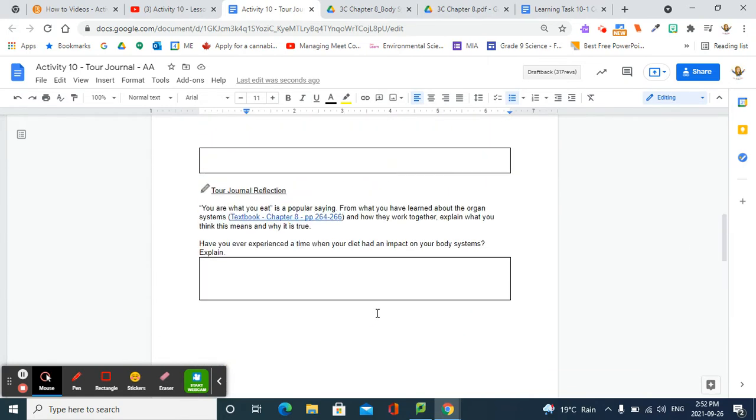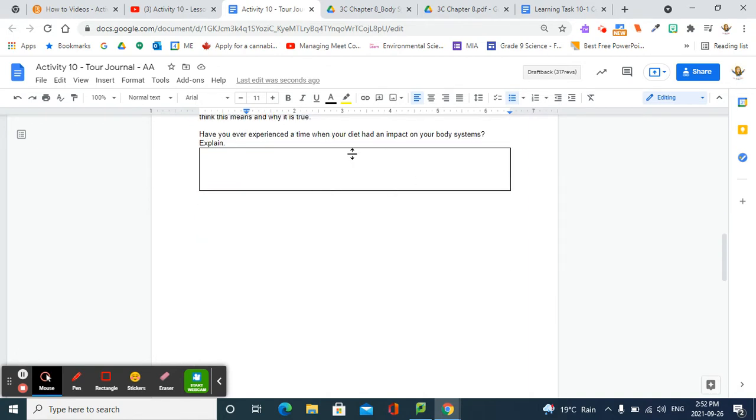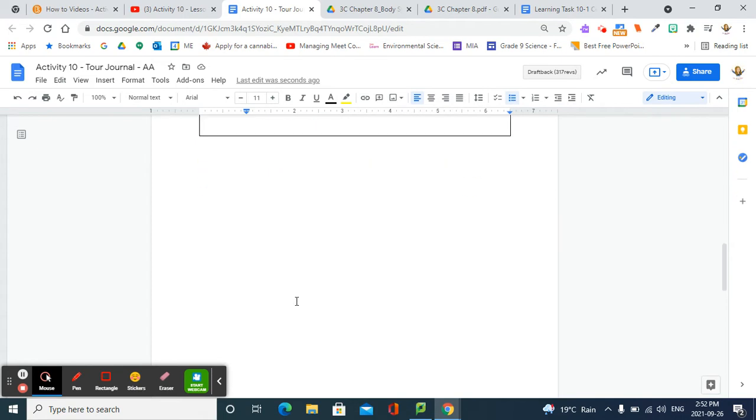And then you've got a reflection question. You are what you eat. Again, those same textbook pages are applicable from what you've learned about the organ systems and how they work together. Explain why you think this is true. So you're going to answer that question for me as well. And then there's another piece there too.